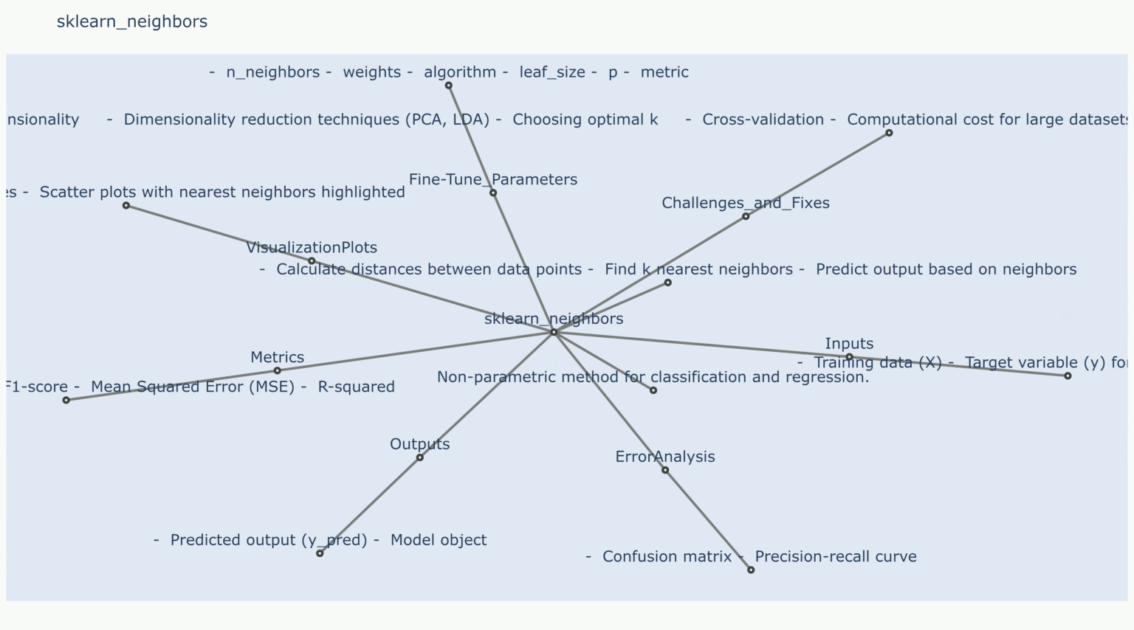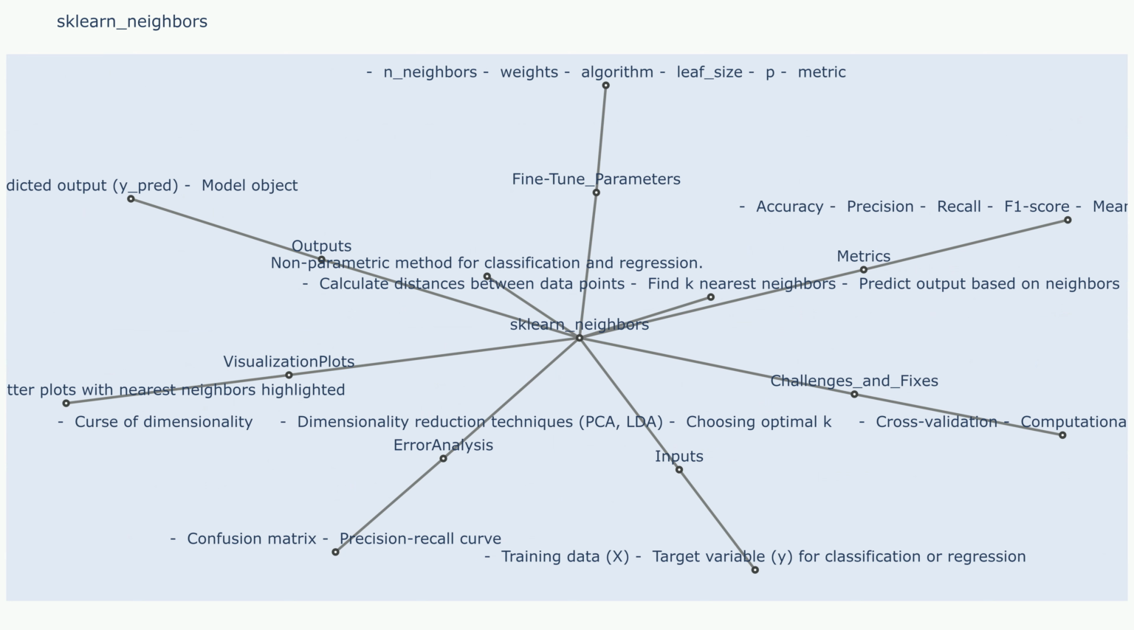Fine-tune parameters. n_neighbors: the number of neighbors to consider for prediction. Weights: the weight function to use for the neighbors. Options include uniform, where all neighbors have equal weights, and distance, where closer neighbors have more influence. Algorithm: the algorithm used to compute the nearest neighbors. Options include brute force for small datasets and KD tree or ball tree for larger datasets. Metric: the distance metric used to calculate distances between data points. Common options include Euclidean distance, Manhattan distance, and cosine similarity.